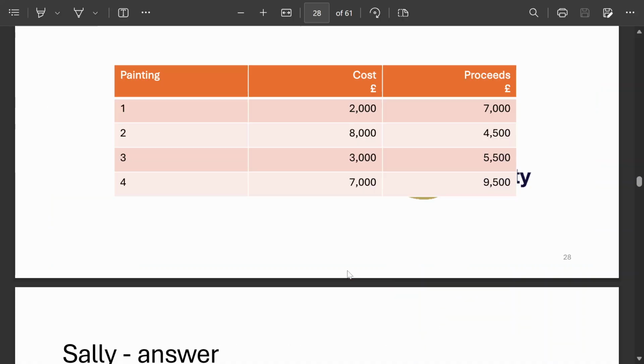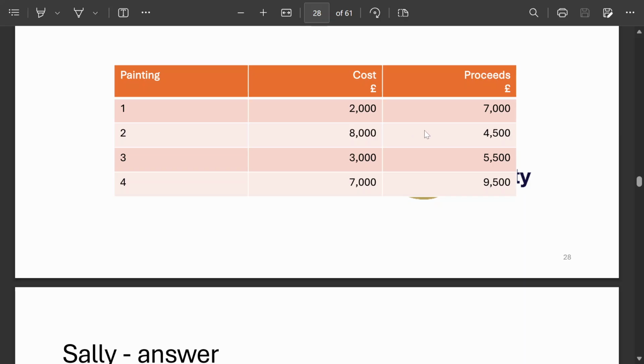The next case we have is painting number 2, where the cost is 8,000 and the proceeds are 4.5. This means it's falling under the right column, and the proceeds are 4.5, which means less. So it's falling under the top right corner. Okay, first row and second column. So it's falling in the top right corner. First row because the sale proceeds are 6K or less, and second column because the cost is more than 6K.